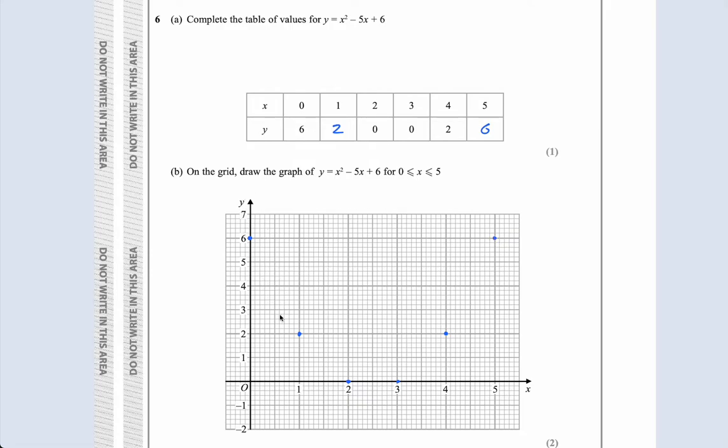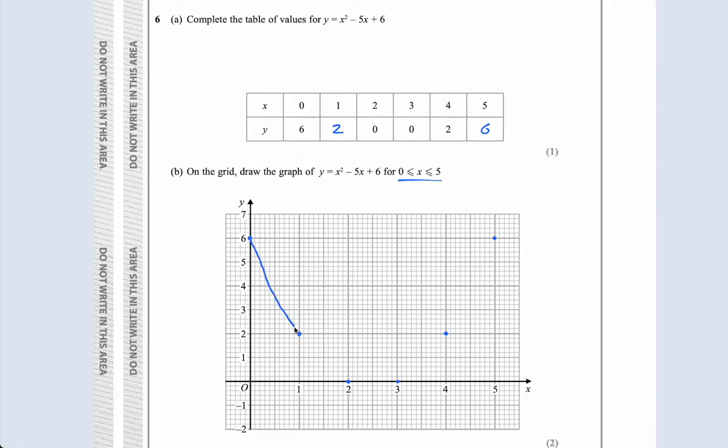This is a parabola, quadratic, smiley face. We need to join these. Now note, guys, do not go over to the left here. We have to start at 0 and finish at 5 because that's the domain. So we're going to start here.